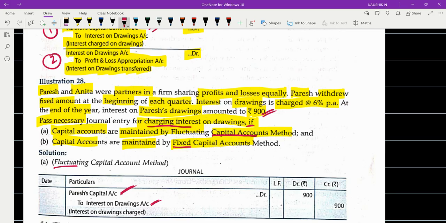Okay. Now, I'm just going to add a few more questions to this. The first question is, name the method in which the drawings has been done, whether it's drawings against your capital or drawings against your profit. Here, drawings is done out of profit or out of capital. By looking at the question, tell me whether it is drawings out of your profit or drawings out of your capital.